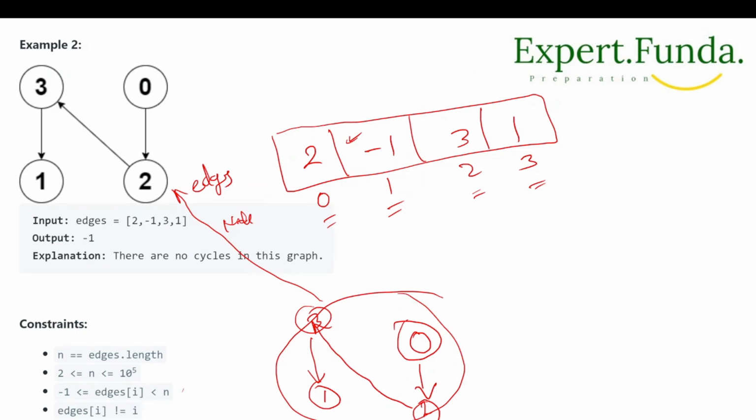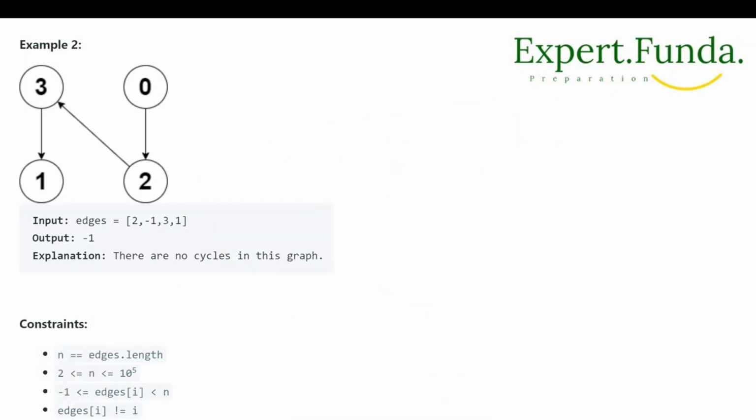Give me 1 second. Yeah, so the given graph has no cycle, right? And that's why we should return -1 as an output, right? If there is no cycle, we should return this one. If there is a cycle, we will count all the nodes and return it, right?